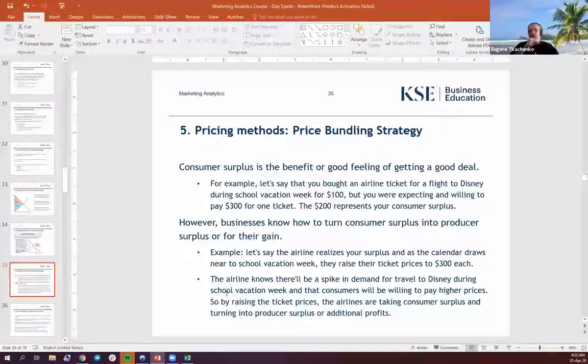that value of $200 is extracted by the company. So those $200 go from my pocket into the company's pocket because of factors like natural monopoly or some sort of cartel agreement on the market, or because of some behavioral-based pricing. So again, something to consider.